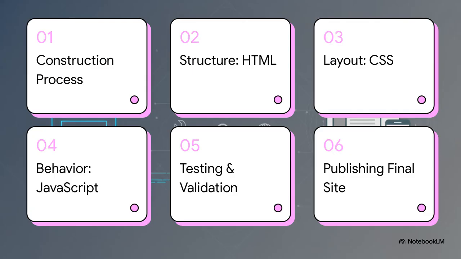So here's our roadmap for today's explainer. We'll kick things off with the overall construction process. Then, we'll break down the big three: HTML, CSS, and JavaScript. Finally, we'll wrap up by covering testing, validation, and getting that site published.